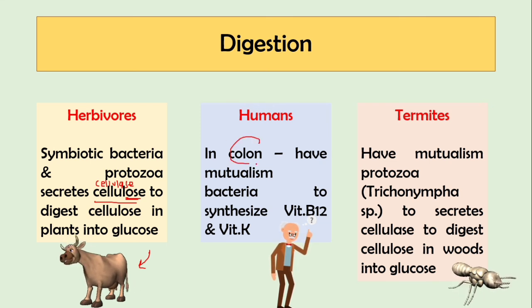Humans, in the colon, the large intestine, have mutualism bacteria, such as E. coli, that will synthesize vitamin B12 and vitamin K. Termites have mutualism protozoa, a type of protozoa, Trichonympha species, to secrete cellulase to digest cellulose in wood into glucose.